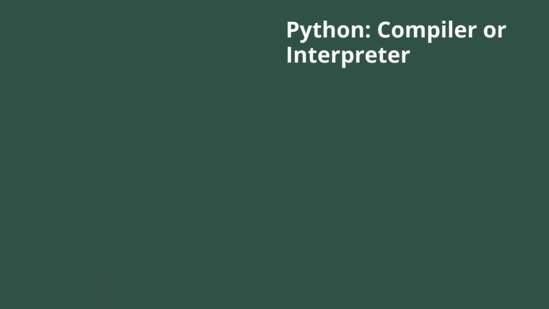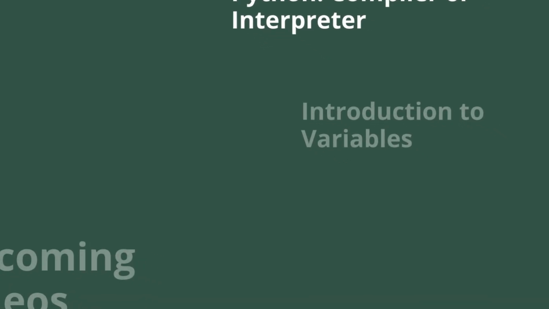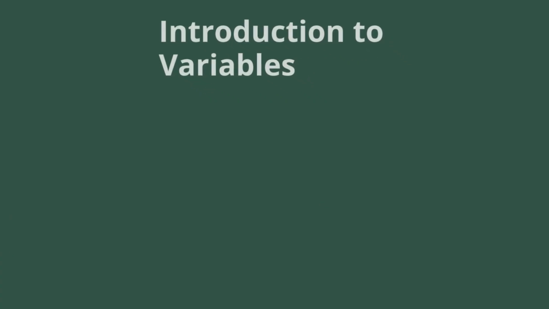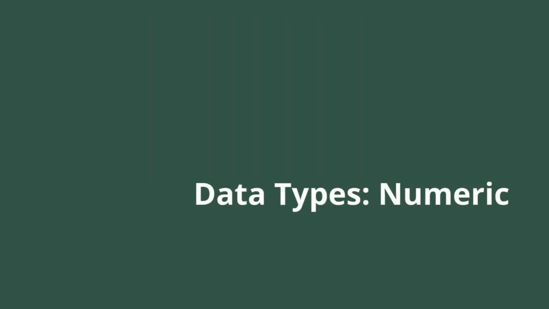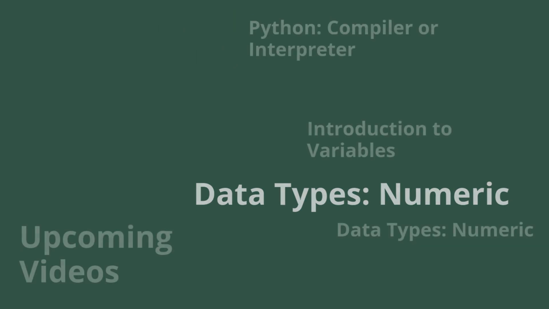Before we wrap up, I would like to quickly go over what I will be covering in my next 3 videos. In the very next video, we will answer a big question: is Python a compiler or interpreter? And what really happens in the backend when you run your code? After that, we will start working with the basics. We will talk about variables, what they are, and how to use them in Python. And then we will begin exploring Python's data types, starting with numeric data types in my 3rd video.